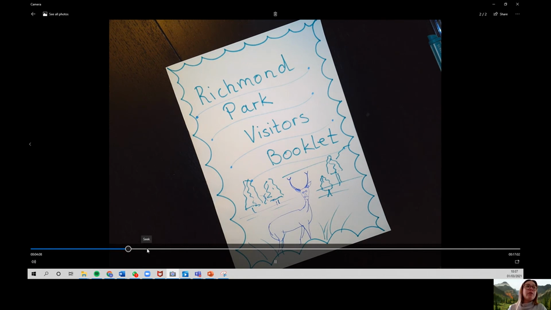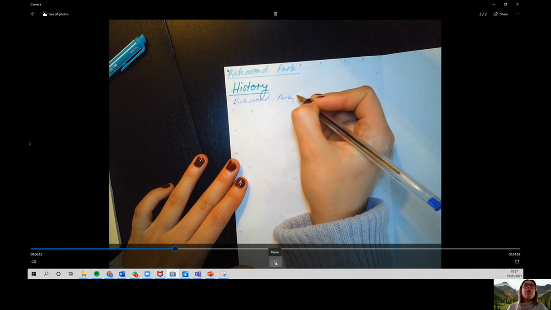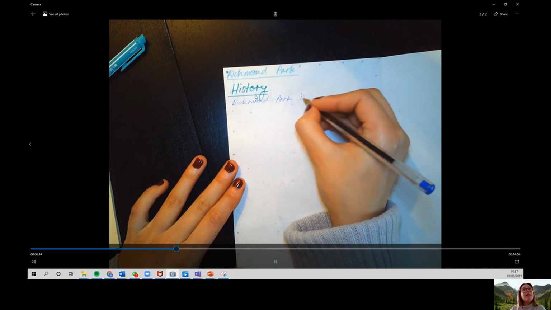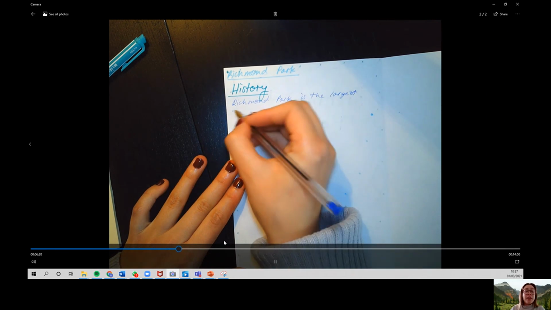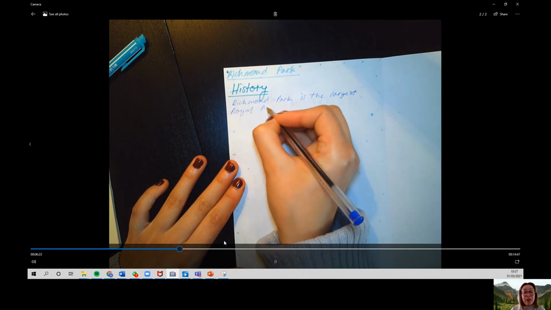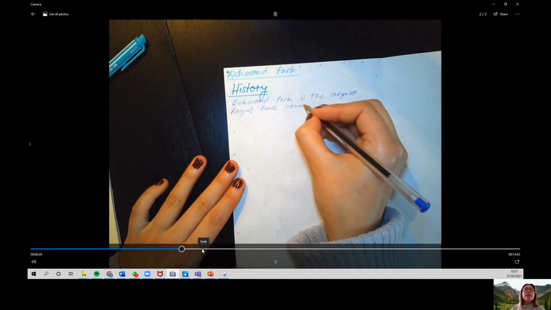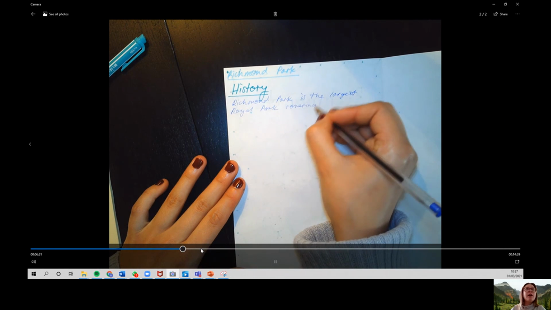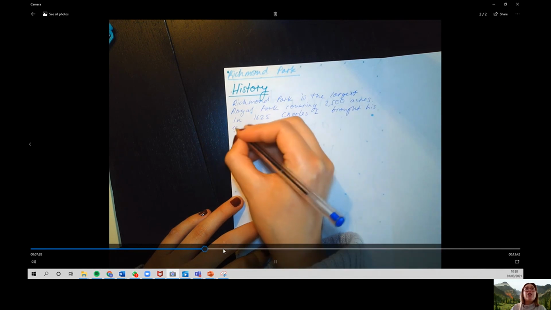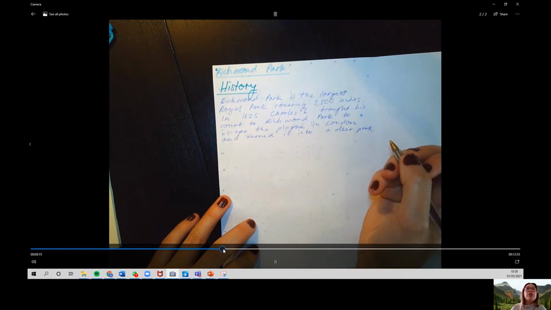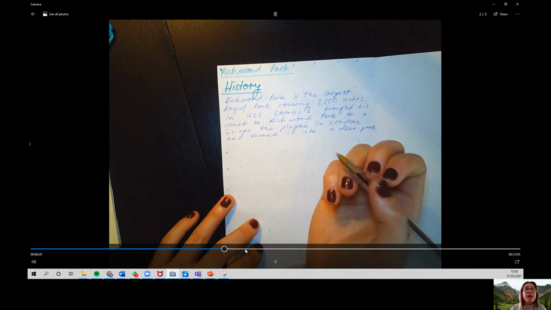Then, once you've done your front page, I would like you to please write the title, Richmond Park, and then write a little bit about the history of Richmond Park. So, this is information you will have to find from the Richmond Park website. I've written here, Richmond Park is the largest royal park covering 2,500 acres, and in 1628, Charles I brought his court to escape the plague in London and turn it into a deer park.